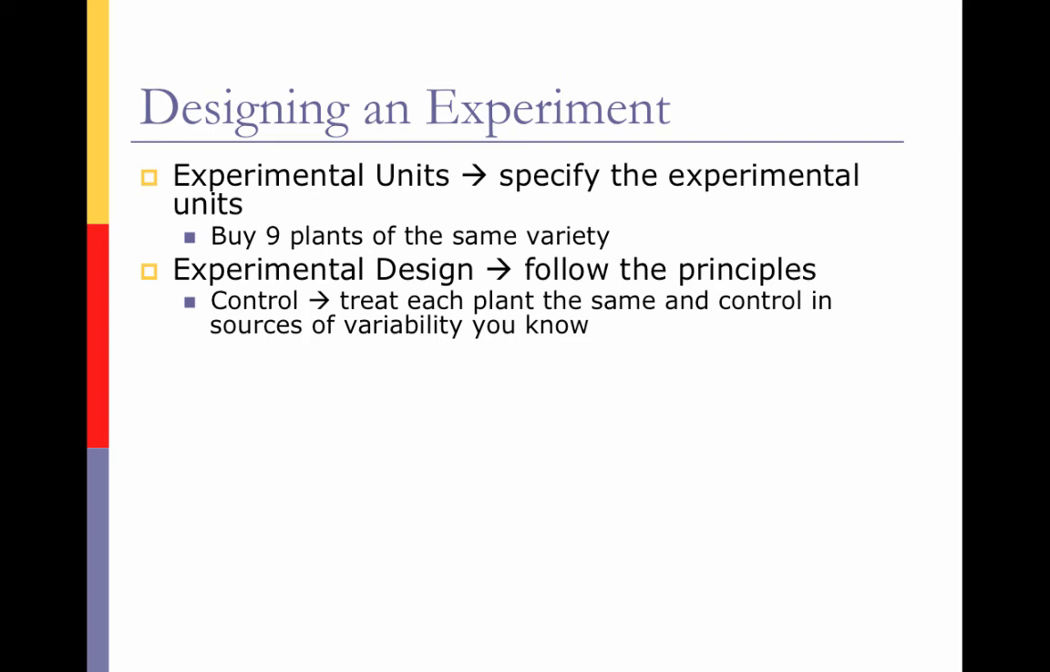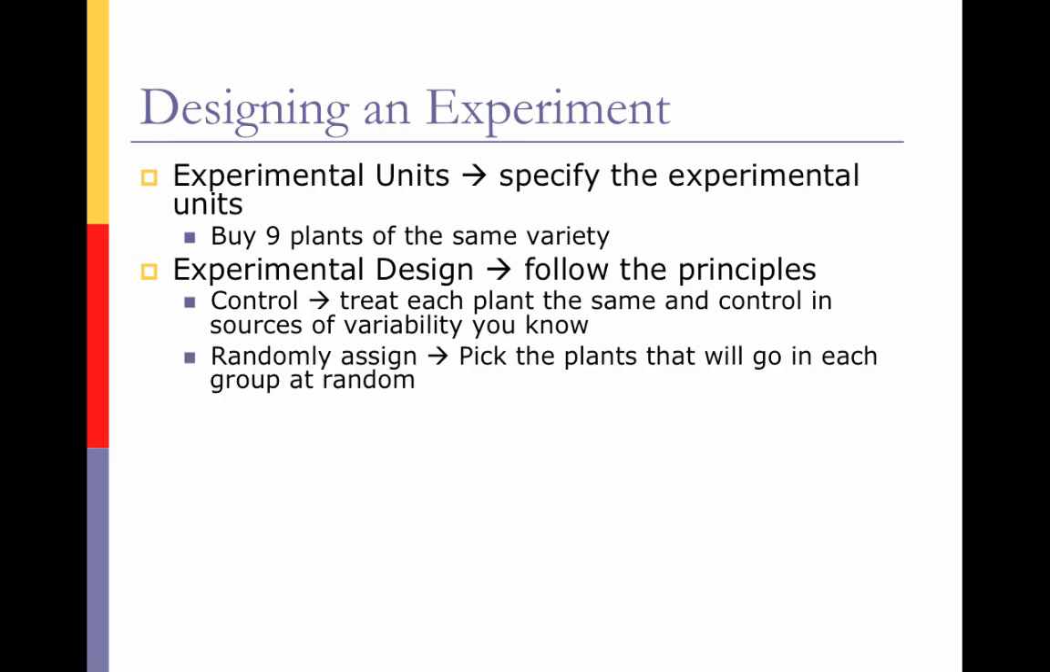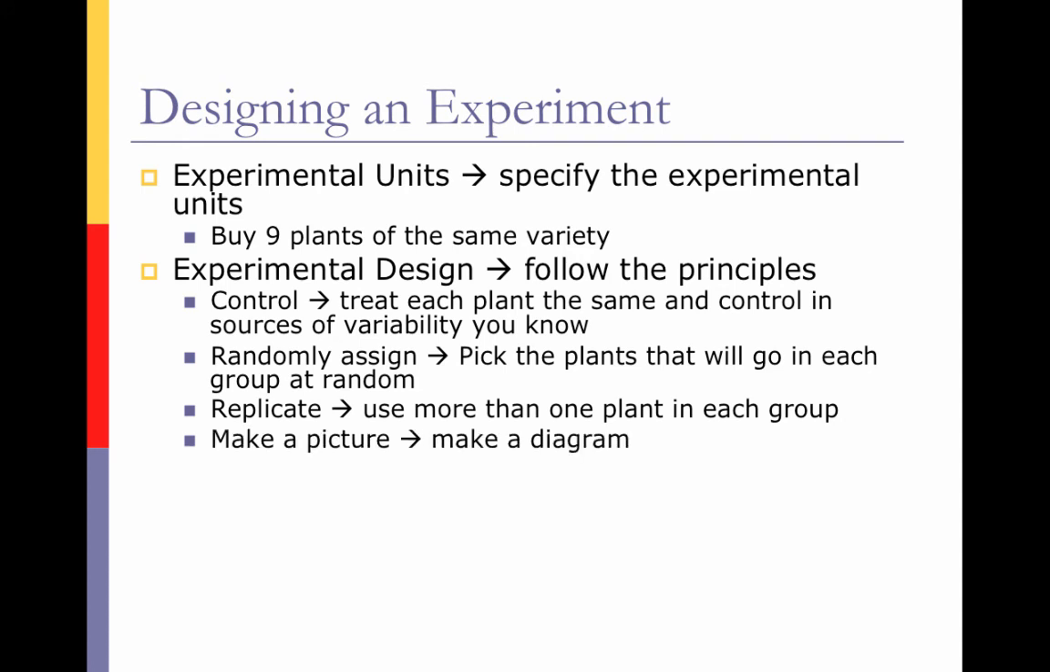We will randomly assign the 9 plants, and we could say that we will do this by numbering the plants 1 through 9. You're going to put 9 numbers in a hat. The first 3 numbers you draw out are the control. The next 3 numbers you draw out will get the half dose, and the last 3 will get the full dose. You can describe it that way if you want. Then we replicate. Again, I already stated this. We have more than one plant within each group. And then we want to make a picture. We want to make a diagram of this.